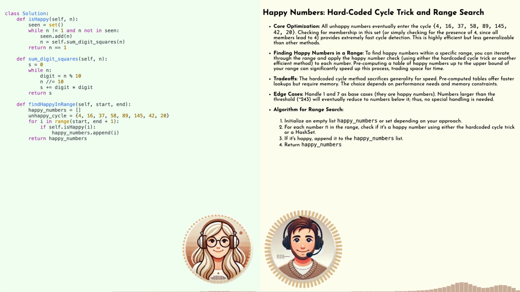So instead of remembering all the numbers we've seen, we're just checking against this list of known unhappy numbers. If it matches, boom, we know it's unhappy. Return false. If it's not on the list, we just calculate the next number in the sequence and go again. And if we hit 1, well, we're happy. Exactly. Simple as that. But like we said, this one's very specific to happy numbers. Wouldn't work for just any cycle detection problem.